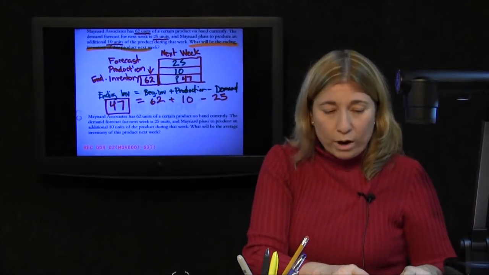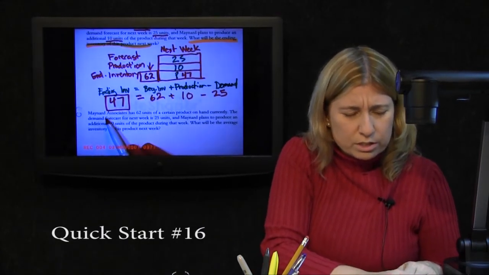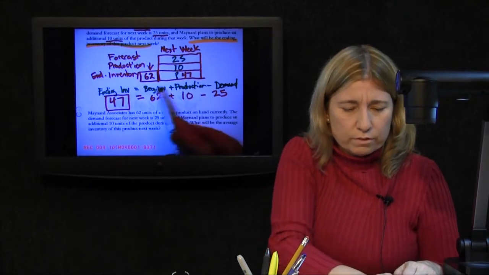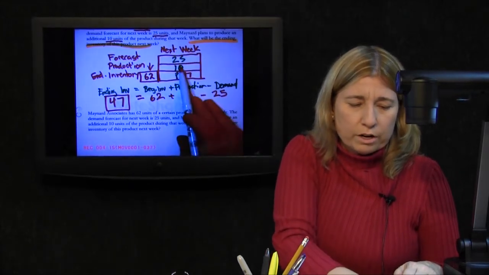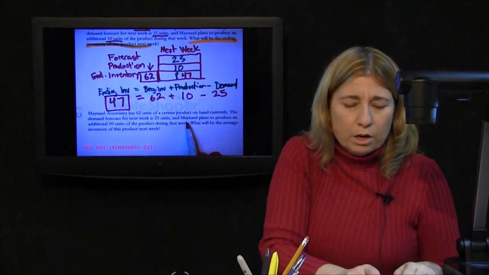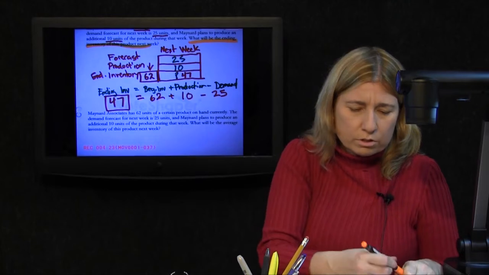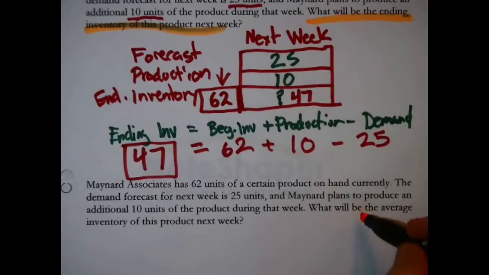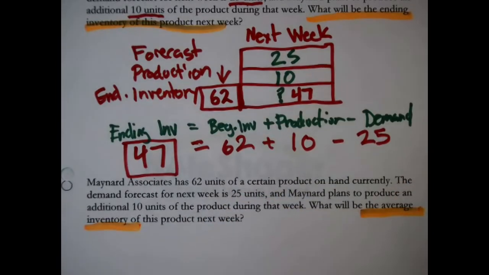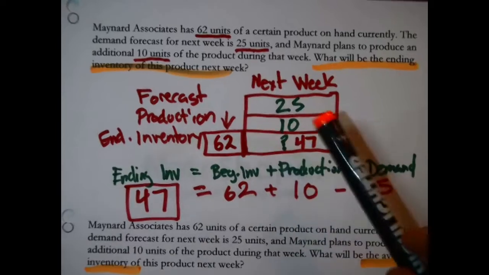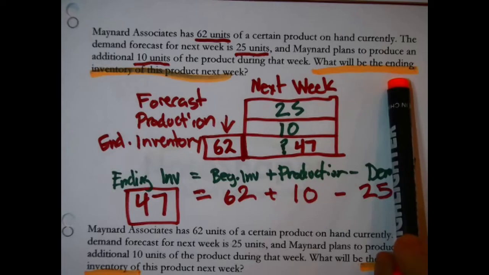The next question is actually referring to the same situation because it says Maynard Associates has 62 units of inventory on hand right now. That's the same. The demand forecast for next week is 25 units. Okay, yeah, that's the same. And Maynard plans to produce 10 additional units. That's the same. So the question's got to be different. It is. It's asking what will be the average inventory of this product next week. Well, wait a minute, we just answered an inventory question up here, but that was concerning ending inventory.